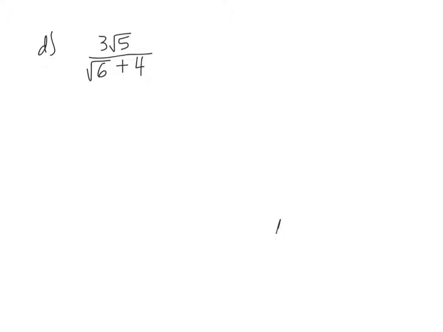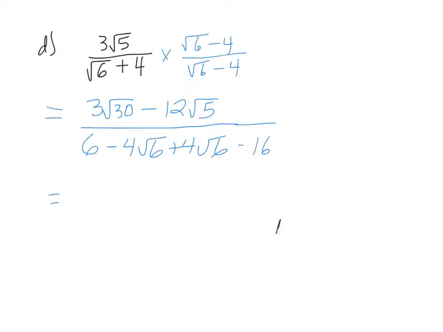Okay, here's another one. Why don't you guys take 2 minutes and try this one? Okay, so you should have multiplied by root 6 minus 4 over root 6 minus 4, which is the conjugate of the denominator.